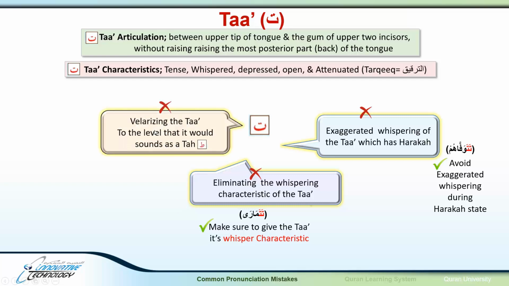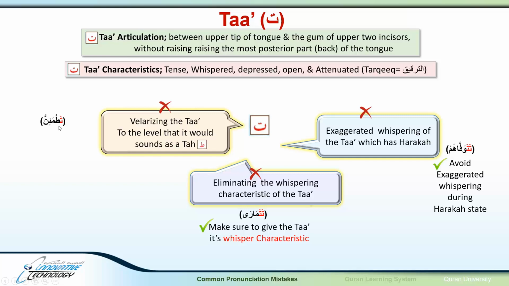The last mistake of the ta is velarizing it to a level that would make it sound like a tah rather than a ta. An example of that is tatma'in. You have here ta, tat. Because a velarized letter comes after the ta, it makes the person tend to make it also velarized, and it ends up with a double tah, and this is wrong.